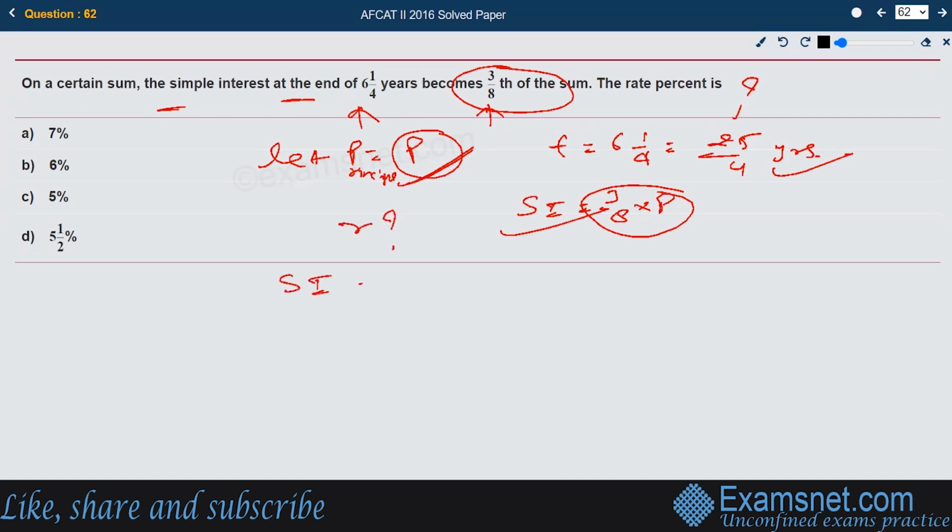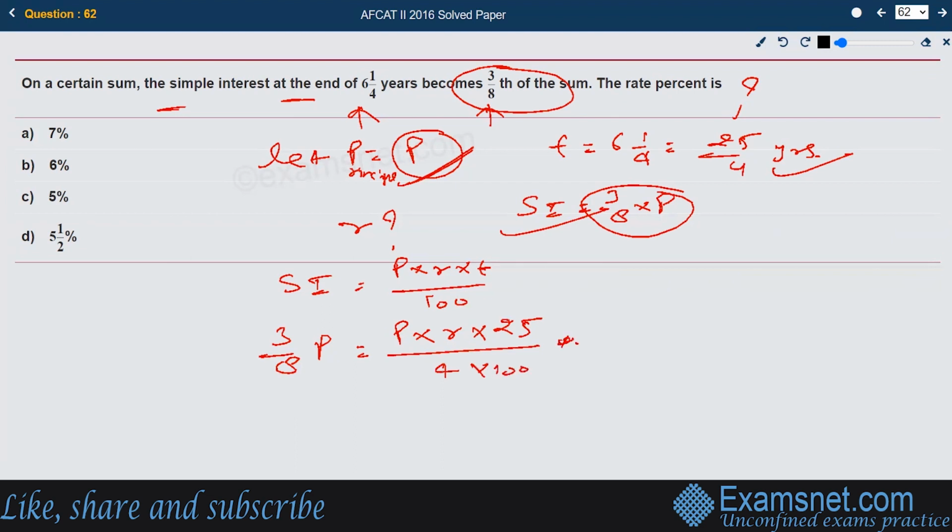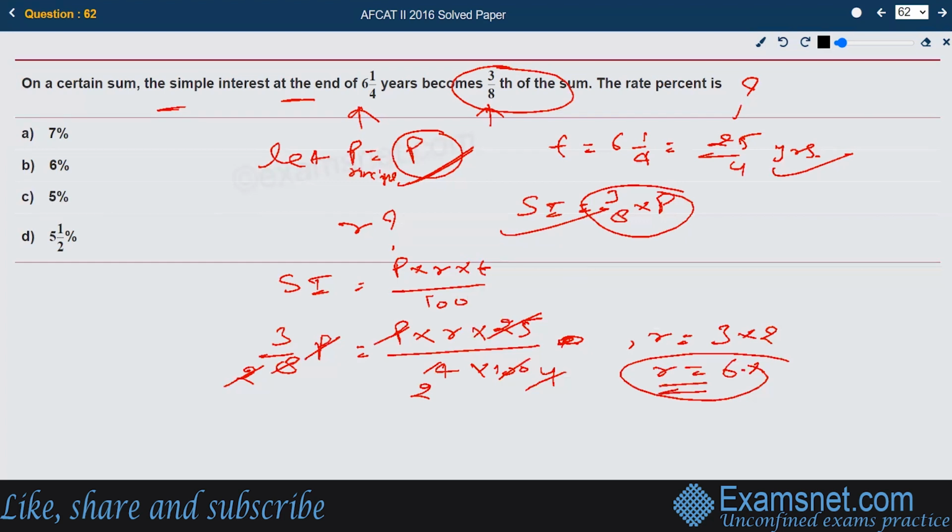So let us take the simple interest formula, that is simple interest is equal to P into R into T upon 100. Now the simple interest is 3 by 8 P. The principal is P itself. The rate value we are supposed to find. The time value is 25 by 4. So let me take the 4 down into the 100. If we solve this equation further, we can cancel the variables. 25 cuts 100 by 4. Then this 4 cuts the 8 by 2, and this 2 cuts the 4 by 2, and this P is simply cancelled by P. So the R value simply comes out to be 3 into 2, that is 6%. Okay, so the right answer is, the rate percent is 6%, which is available in option number B.